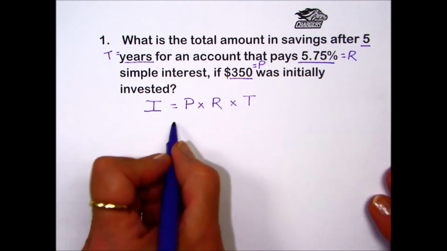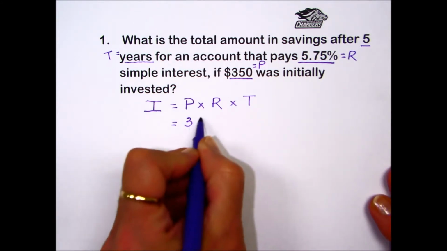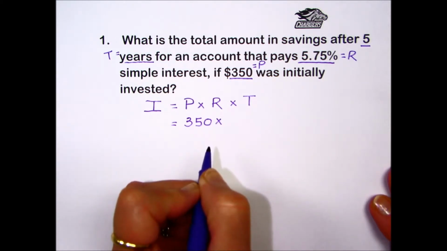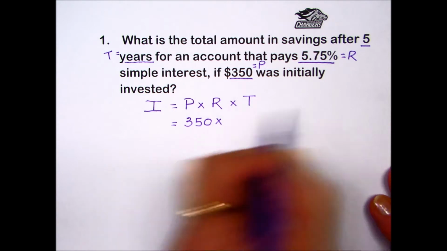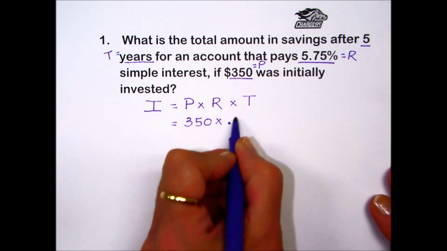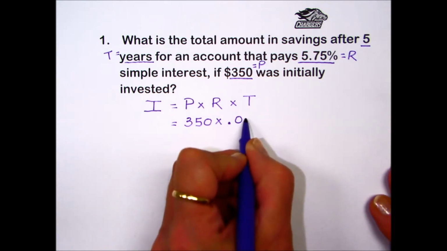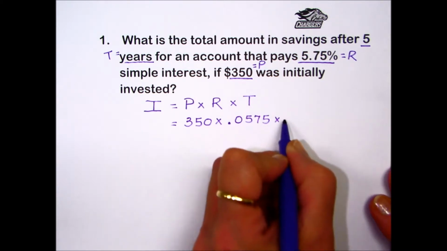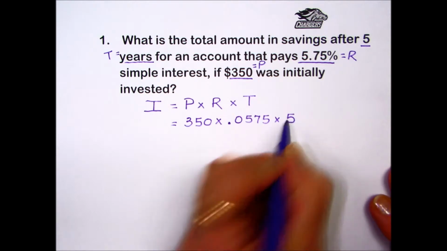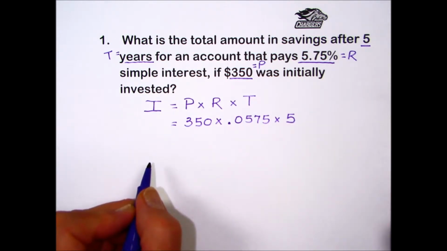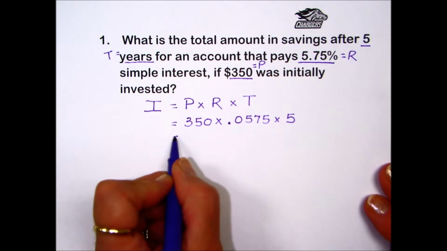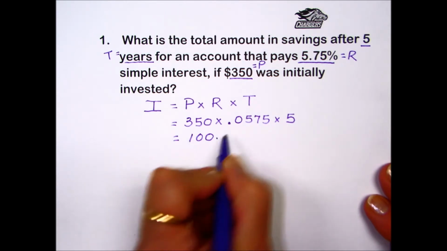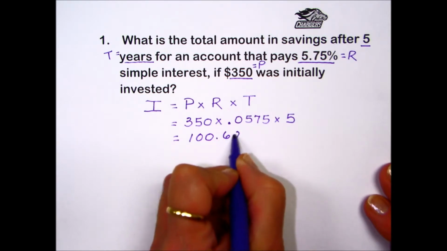So if we plug those values in, $350 for the principal times the rate as a decimal, moving the decimal place 2 places to the left to convert it from a percent to a decimal, gives us 0.0575, and multiplying it by the time, which was given as 5 years. Multiplying these 3 numbers together results in an amount of 100.625.